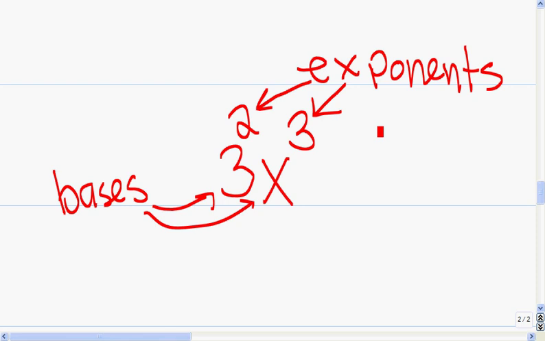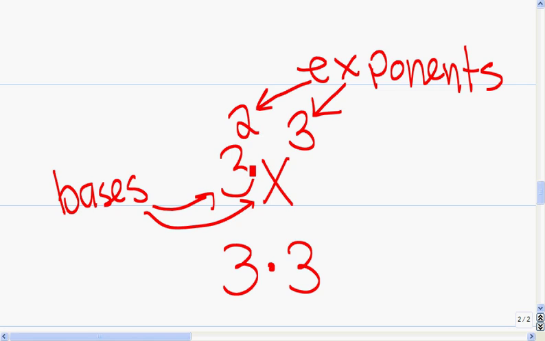Before you can do page 7, you've got to understand what exponents are and what bases are. An exponent is this small number here above this base. And this is an exponent above this base. What are exponents? Exponents are numbers that tell you how many times you're going to multiply the base times itself.